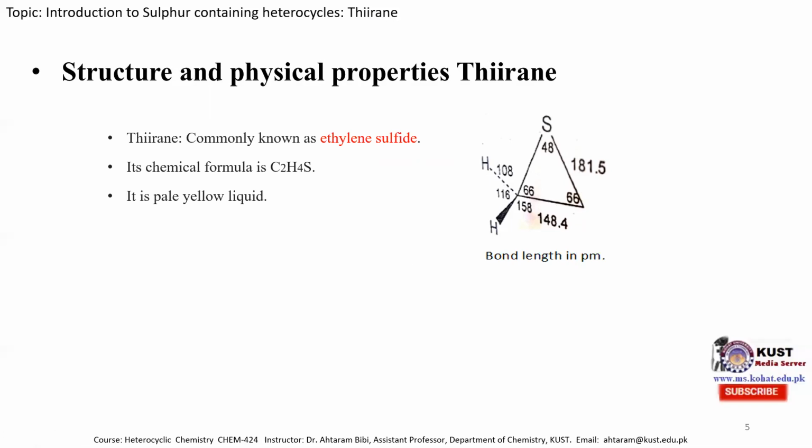And some physical properties are mentioned over here: it is a pale yellow liquid, it boils at around 55 degrees centigrade, and is sparingly soluble in water. Density is equal to 1.01 gram per centimeter cube. It means that the density is approximately equal to the density of water, which is 1 gram per centimeter cube.